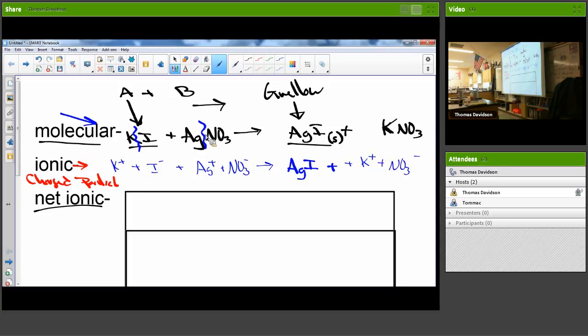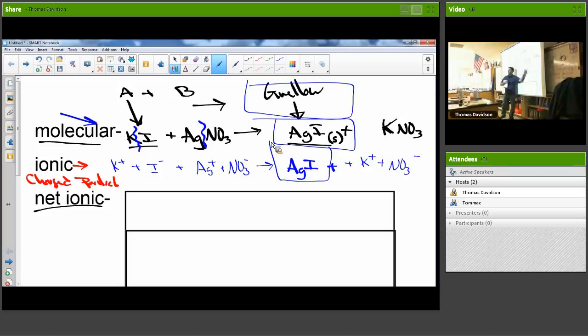Because this is the thing that created the precipitate. The precipitate is a precipitate because it is no longer soluble, meaning it is no longer in ionic form. It's stuck. These two things are bonded. They are not soluble in water, and they will stick together forever. Everything else, though, it's just hanging out as an ion. You with me so far?